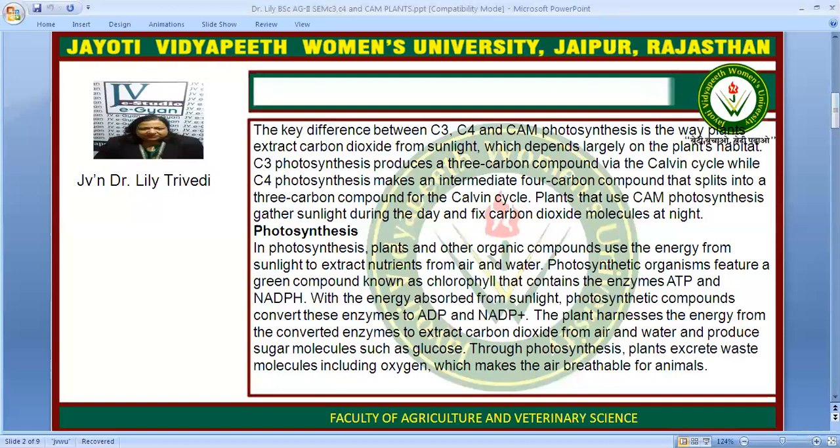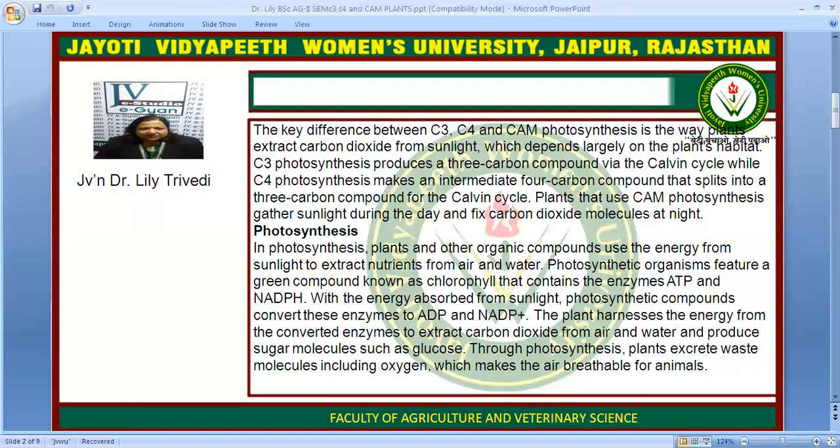The C3 photosynthesis produces the 3 carbon compound through Calvin cycle, while the C4 photosynthesis makes an intermediate 4 carbon compound that further splits into 3 carbon compound for the Calvin cycle. Now, the plants for CAM photosynthesis gather sunlight during the day and fix carbon dioxide molecules at night. So this is the basic difference between them.